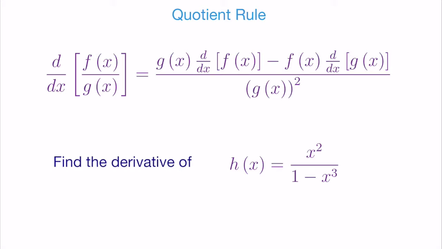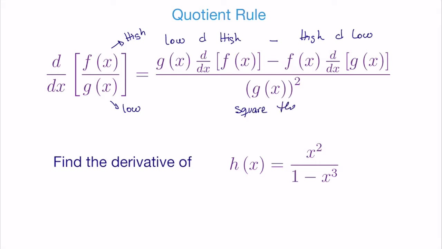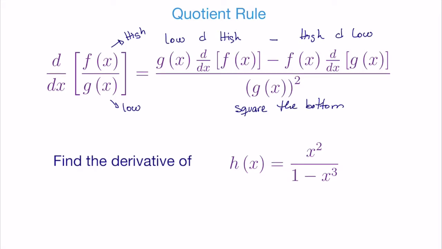Let's see how you remember the quotient rule. This function here I'm going to call high. The one in the denominator I'm going to call low. So you start low, you go low, d high, minus, then you go high, d low, square the bottom, and away we go. Easy to remember. Let's apply the quotient rule in this first example.